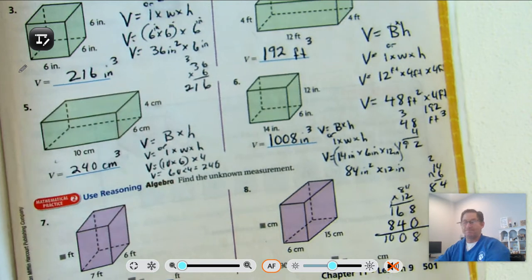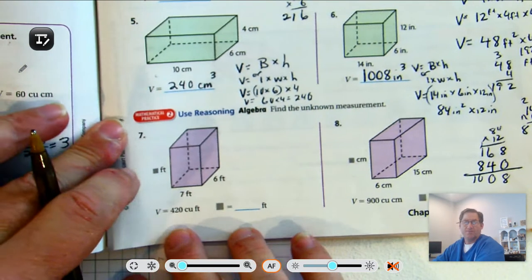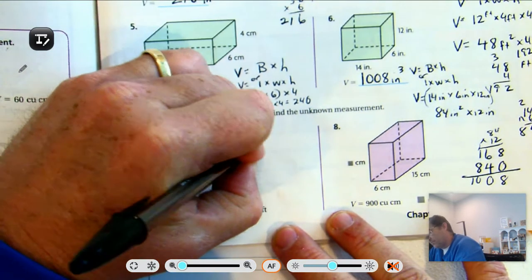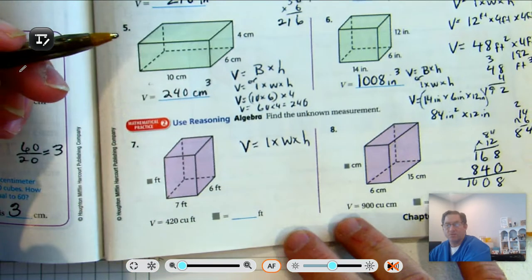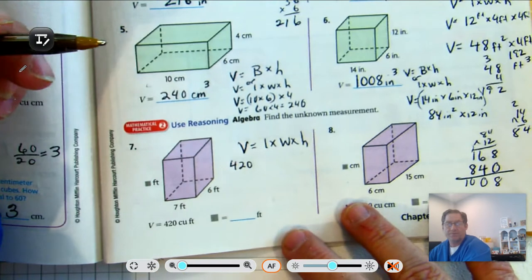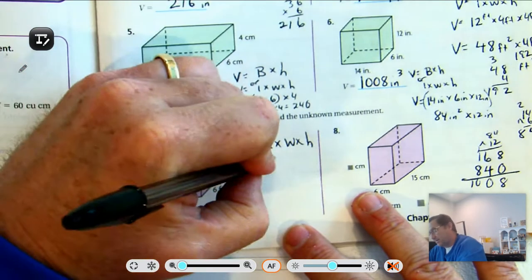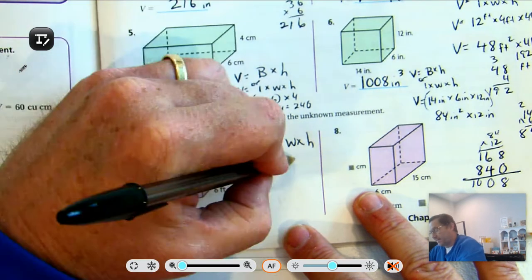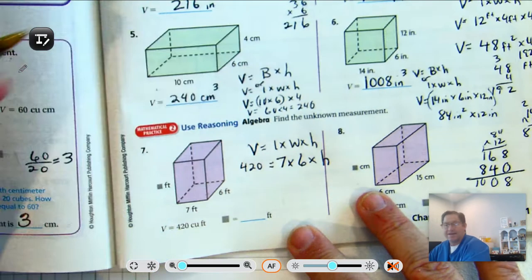Number 7. So on 7, they give us the volume, but we're missing our height. So again, we're going to go length times width times height to find the volume, right? They gave us the volume, so let's plug in 420 to replace the V. They did give us the length, so let's replace the length with 7. They gave us the width of 6, so replace the W with 6. And they did not tell us the height.